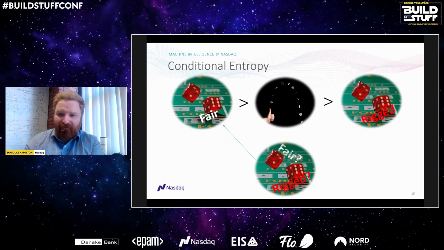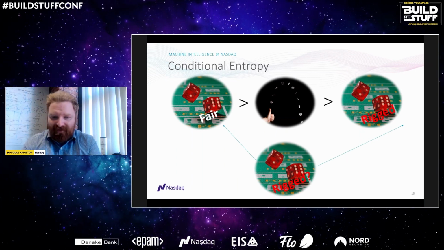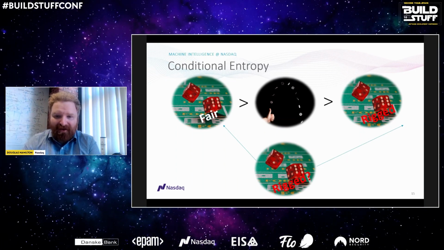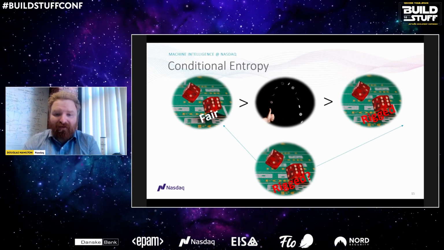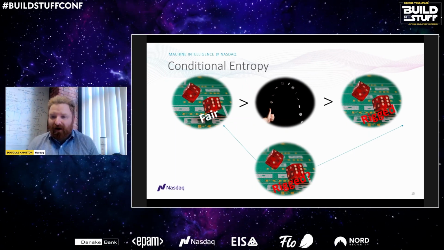However, what if I told you that the die was in fact rigged? Well, now you've been given new information, and as soon as you get new information that the die is rigged, you know that it has less entropy and more certainty than the fair dice does.